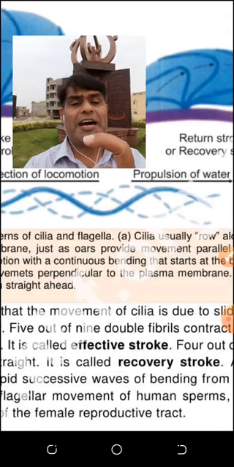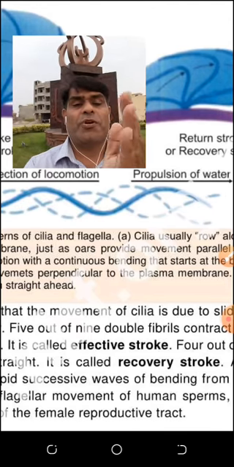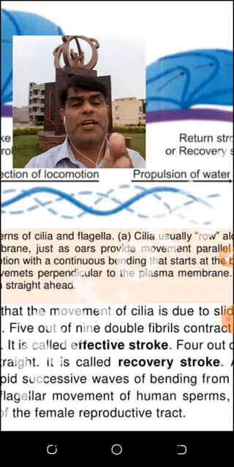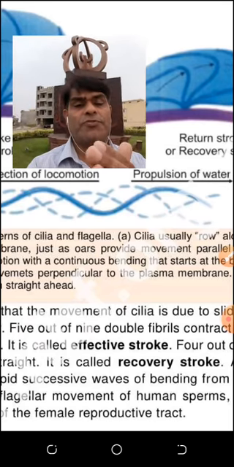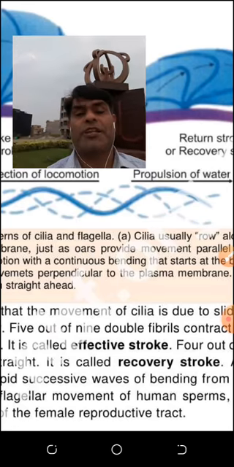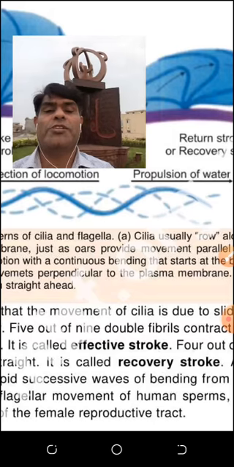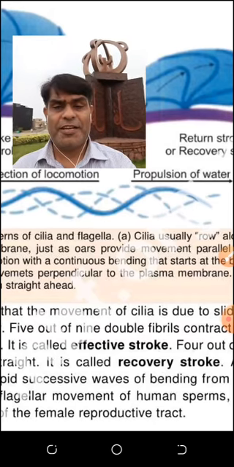When the first 5 contract due to dynein arms, it will bend: effective stroke. The last 4 will relax. So all 9 fibrils do not work together. The first 5 are for contraction, the last 4 for relaxation. I will continue this discussion in the next lecture. I hope you understand, because I am revising the information again and again for your understanding.